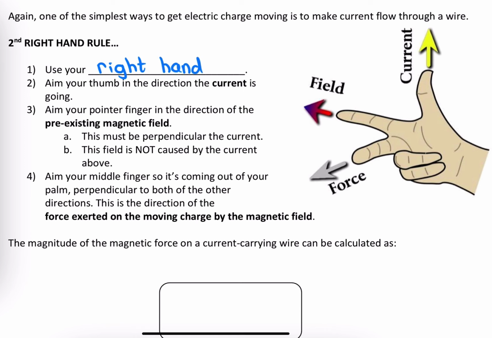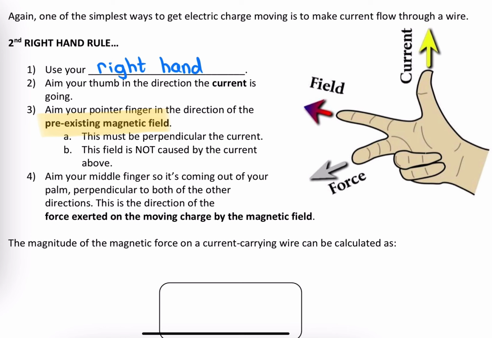That's pretty key for the right-hand rule. Step two is to aim your thumb in the direction the current is going. So we've got a wire, it's carrying electric current. We take our thumb over here and we point that in the direction that the current is flowing in the wire. Step three is you then take your pointer finger and put your thumb and your pointer finger at 90 degrees to each other like this, to make a little gun symbol. And your pointer finger goes in the direction of the pre-existing magnetic field.